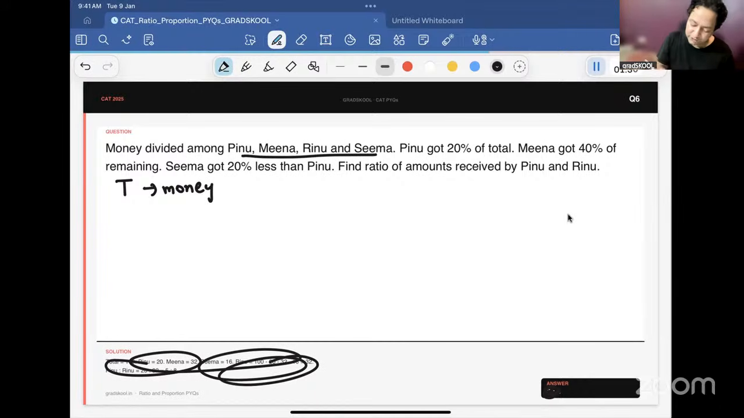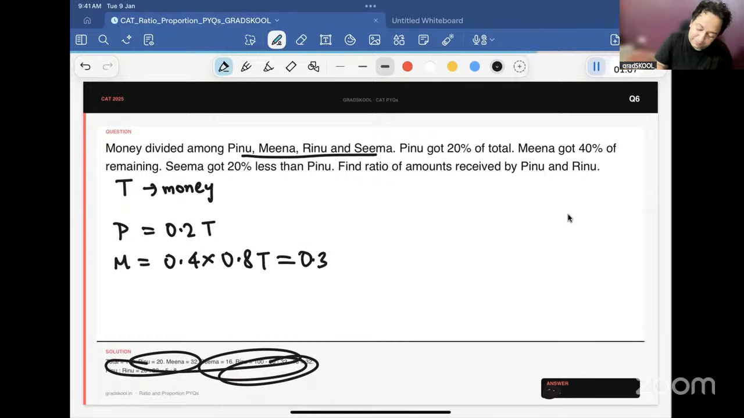20% of the total is how much? 0.2 times T. Meena got 40% of the remaining. What is remaining, by the way? If 0.2 T goes to Pinu, remaining is 0.8 T. So 40% of 0.8 T, that is 0.32 T. Seema got 20% less than Pinu. That means 80% of what Pinu got. So 0.2 T into 0.8. That makes it 0.16 times T. I am writing everything in terms of T.